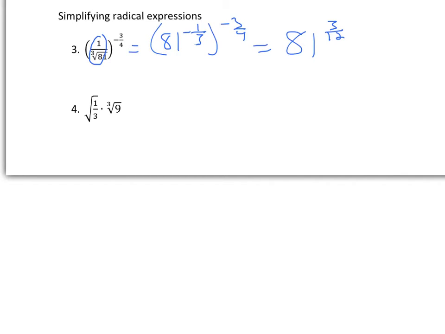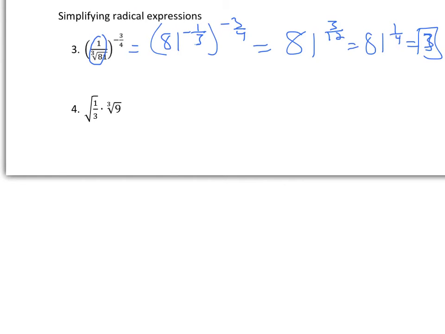So you can reduce that fraction to 81 to the 1/4 power, and 81 to the 1/4 is just the 4th root of 81, which we know is 3. 3 times 3 times 3 times 3 is 81. If you type that all in your calculator, once again, you should get the same exact answer as long as you're doing your calculator correctly.